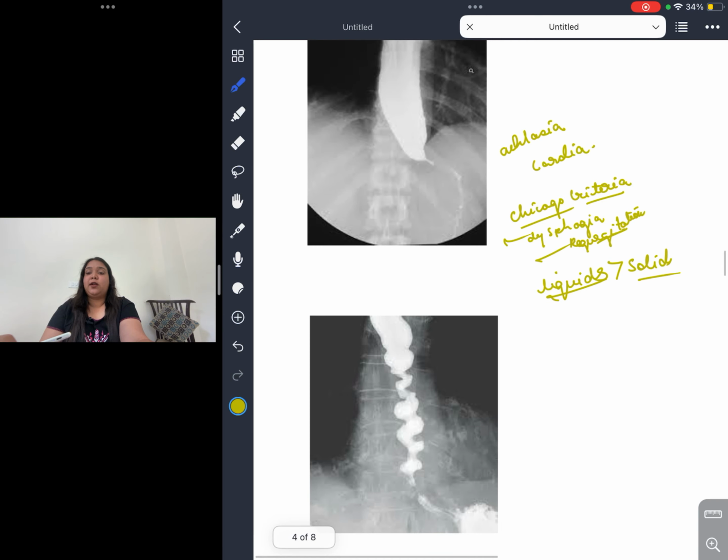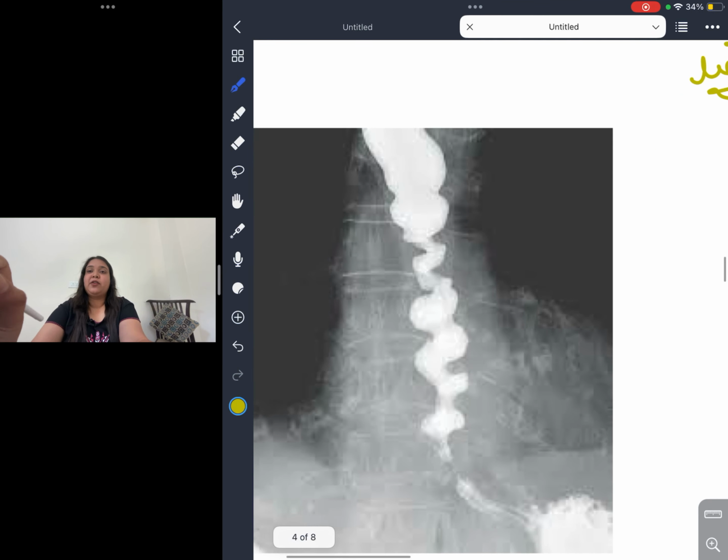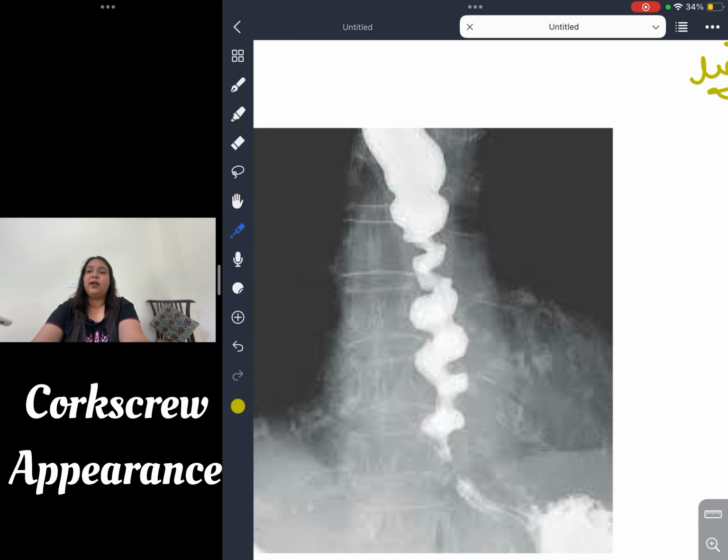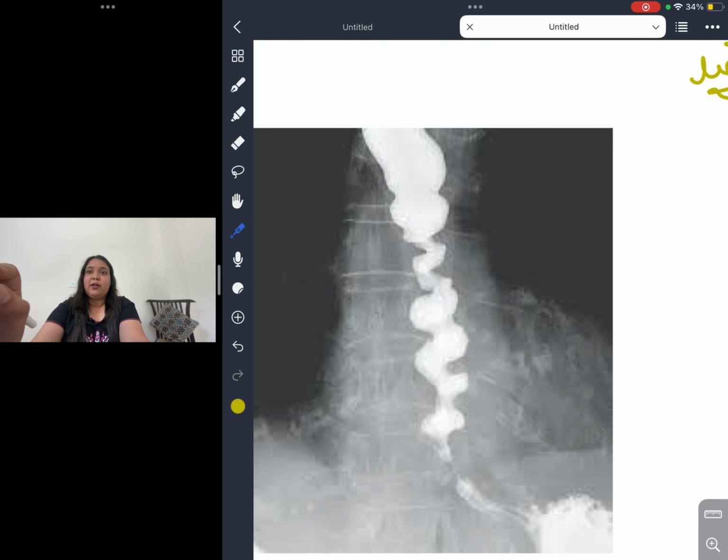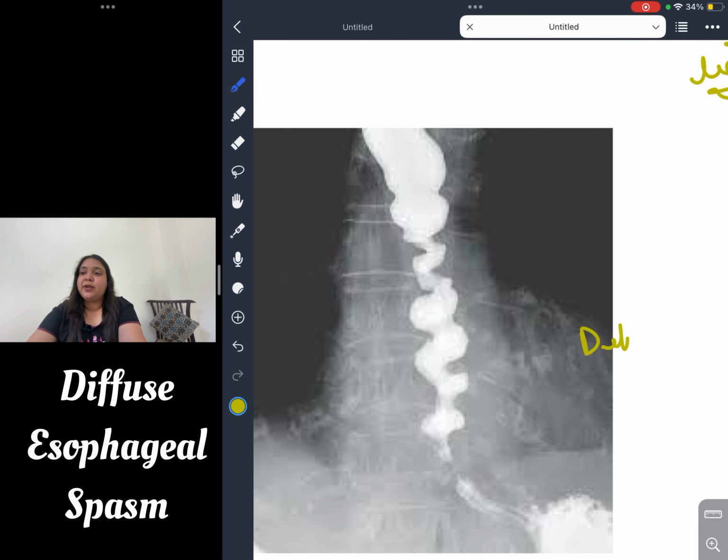Now let us go to another image. Here we have a corkscrew appearance. You can call it a rosary bead appearance also. Now this is an image of diffuse esophageal spasm.